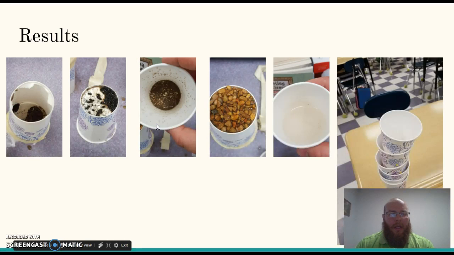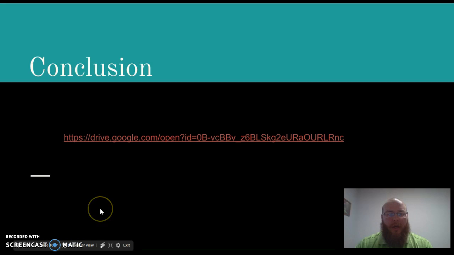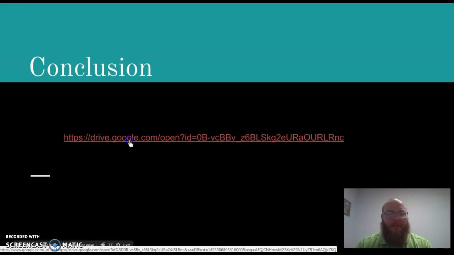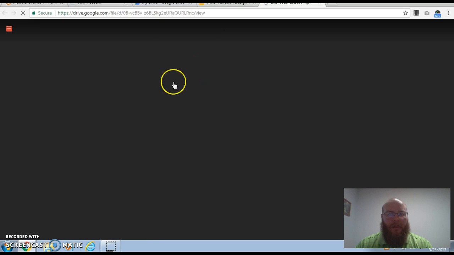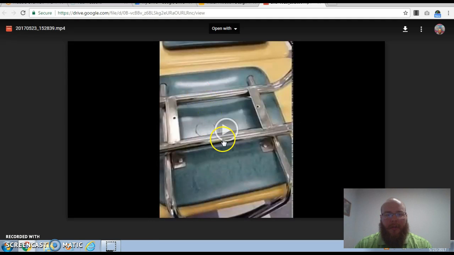The results, I took apart our design by the end of the day. Each level essentially had water in it, but we ended up with some water in the cup. That was Gabby's design, Group 2. And then, unfortunately, I didn't get a picture of Group 1's results, but I did get a video. So these are my conclusions. Basically, I took a video of each. If it'll load here, I had to do it externally. For some reason, it wouldn't load into the presentation.